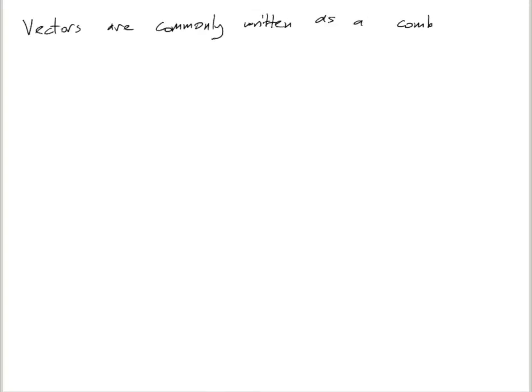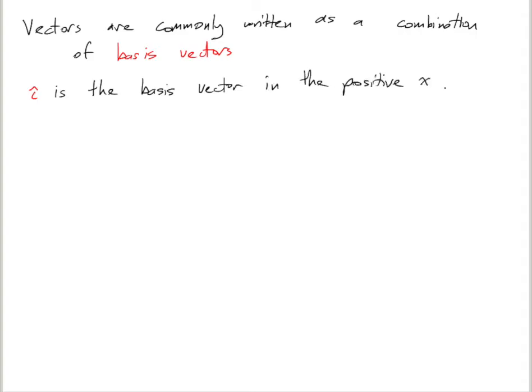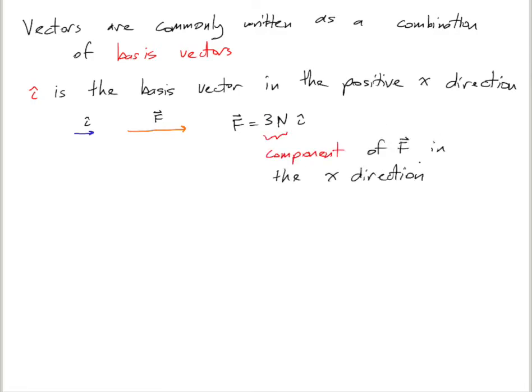Vectors are commonly written as a combination of basis vectors if we want to actually describe what the vector is. So in 1D, I hat is the basis vector in the positive x direction, so that's generally going to be to the right. Let's draw I hat here. Let's also redraw F. And so here we can see that F is in the same direction as I hat, but it's longer. And so we can say here that F is equal to 3 newtons in the I hat direction. The 3 newton part of that expression is the component of F in the x direction.